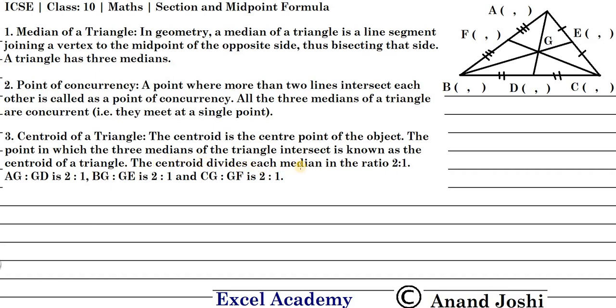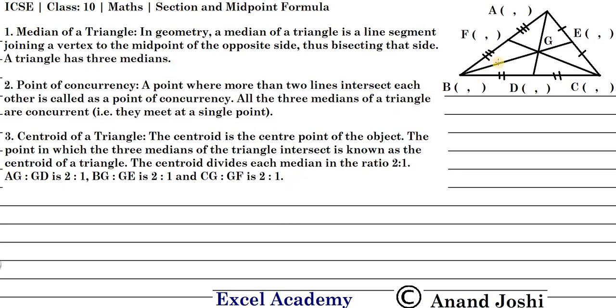The centroid divides each median in the ratio 2:1. So how is it 2:1? See, this vertex part AG is 2 and this GD is 1, right? Similarly, BG is 2 and GE is 1. Also, CG is 2 and GF is 1. So, the centroid of a triangle divides each median in the ratio 2:1, 2 being on the vertex side. Always remember this. This is an important property.